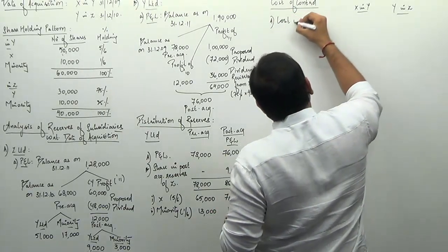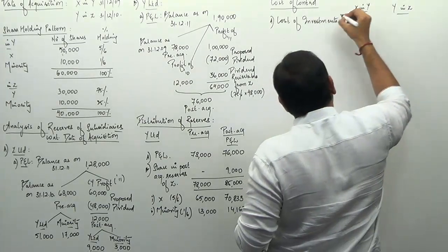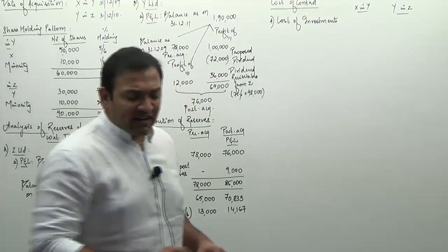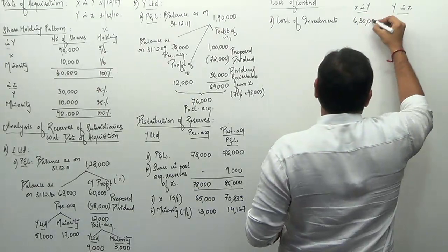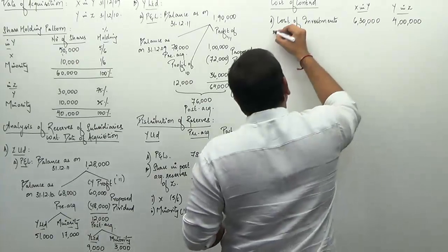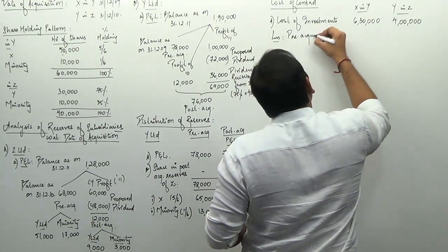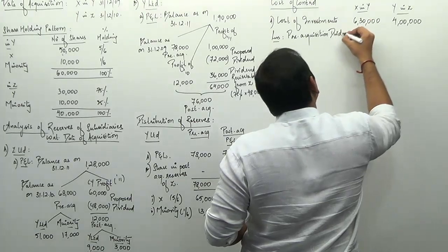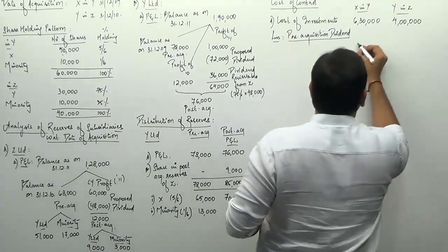First one is cost of investments. Check your balance sheet, asset side. Investment of X in Y is 6 lakhs 30,000, and Y in Z is 4 lakhs. Do not forget to deduct pre-acquisition dividend. There is pre-acquisition dividend, guys. We have to deduct these amounts.